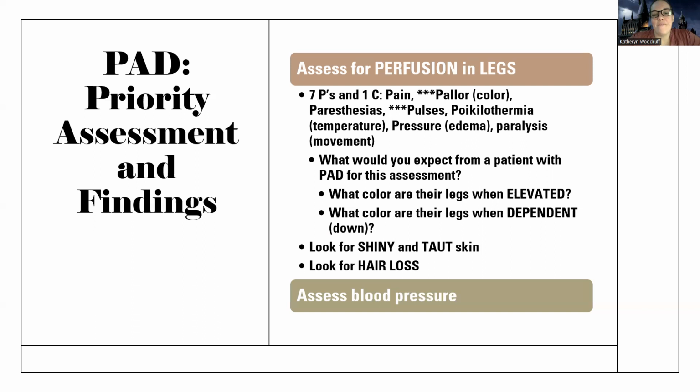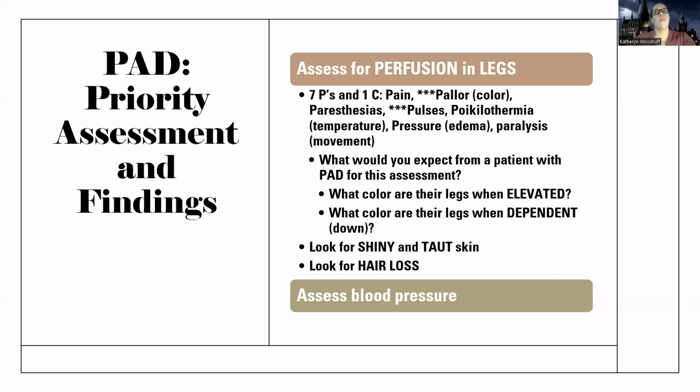Needless to say, my priority is going to be perfusion. A lot of times students get confused with a neurovascular assessment because they think neurovascular has something to do with the neurological system or the brain. When we're talking about neurovascular, we're actually talking about perfusion to your legs and your extremities or to your hands, usually your extremities.